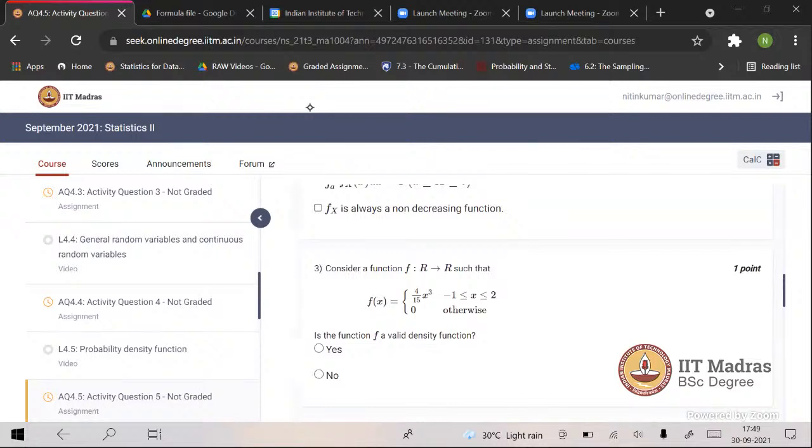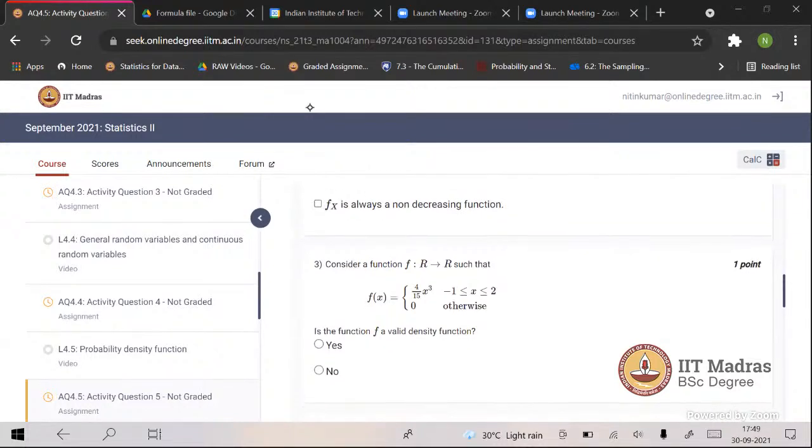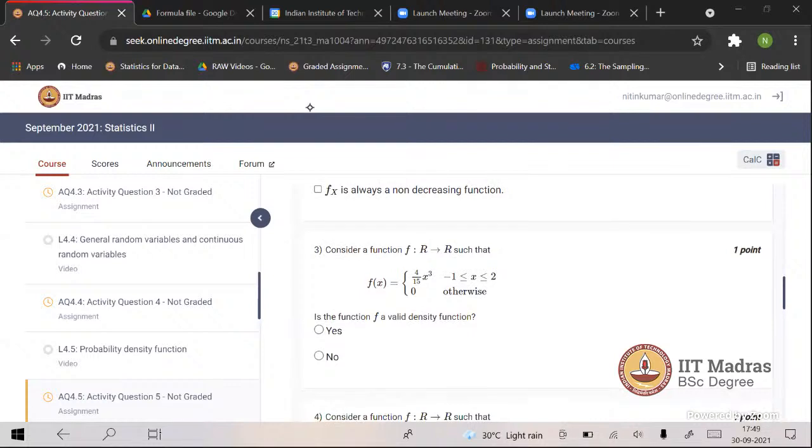Correct. That third question gives a function f of x defined as 4 by 15 x cube when x takes values from -1 to 2, and 0 otherwise. Now it is asking whether function f is a valid density function or not. So you will check the three properties. First is non-negative. The second property is that the area under the curve is always 1. And the third one is that it is piecewise continuous.